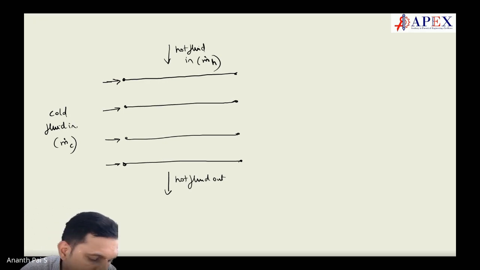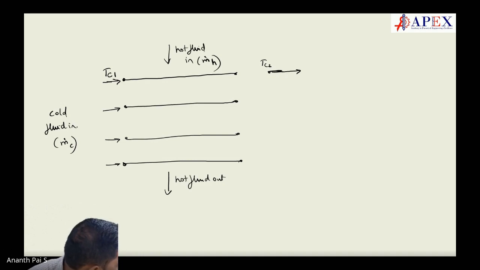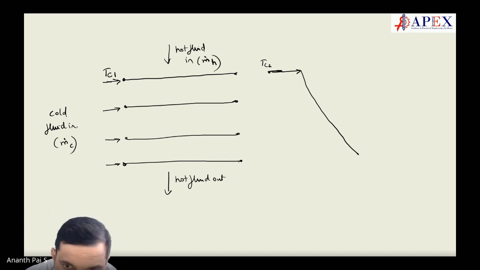What would be the temperature of the cold fluid? Here the temperature would be Tc1, and here it would be Tc2. And this Tc2 will be higher than Tc1. Tc2 will be higher than Tc1, and later on it will increase. It will increase. Right? So write it a bit more higher.